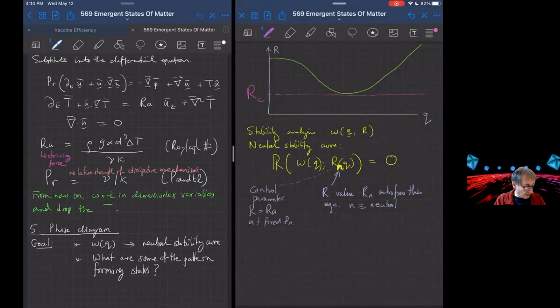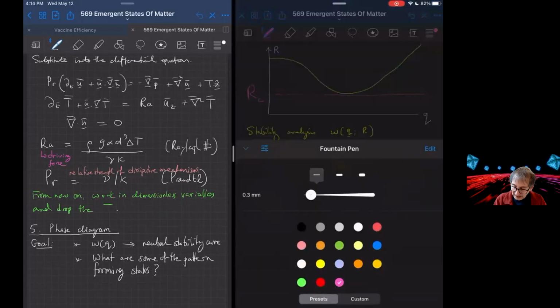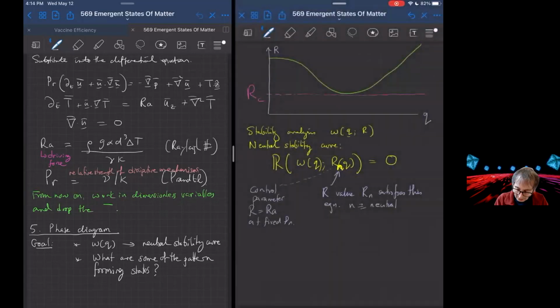So what does this curve tell you? What it tells you is that if you are in the parameter range, so for values of q and the control parameter R that are less than the neutral stability curve, so this is the curve R equals Rn of q, if you're less than that, that means that the fluid is linearly stable.